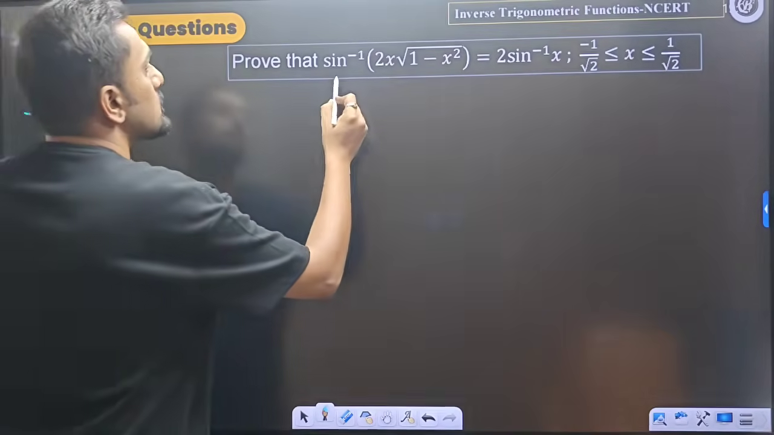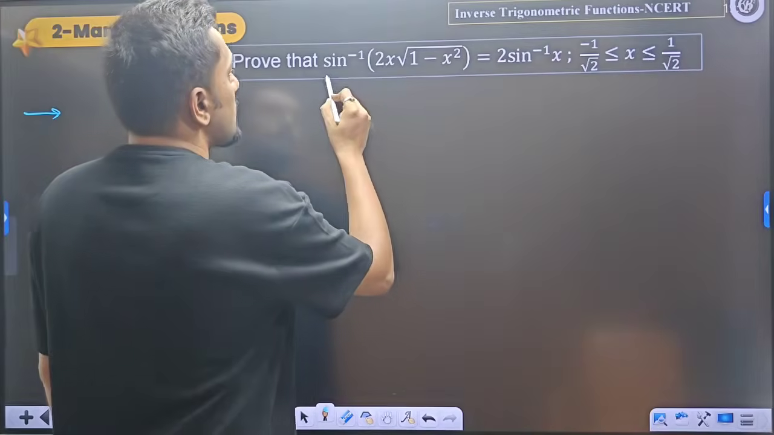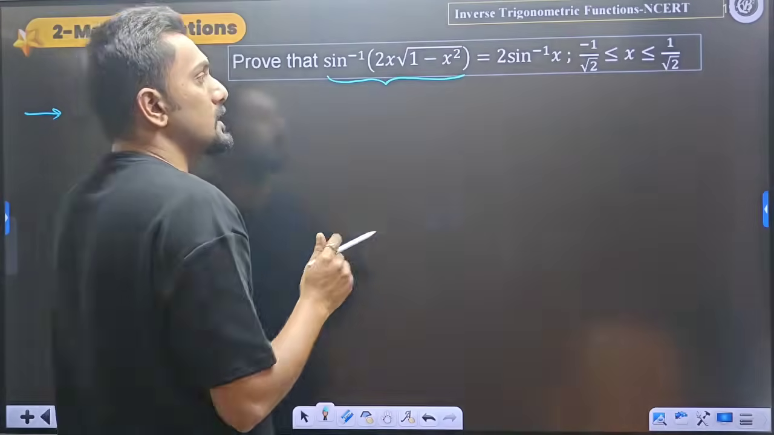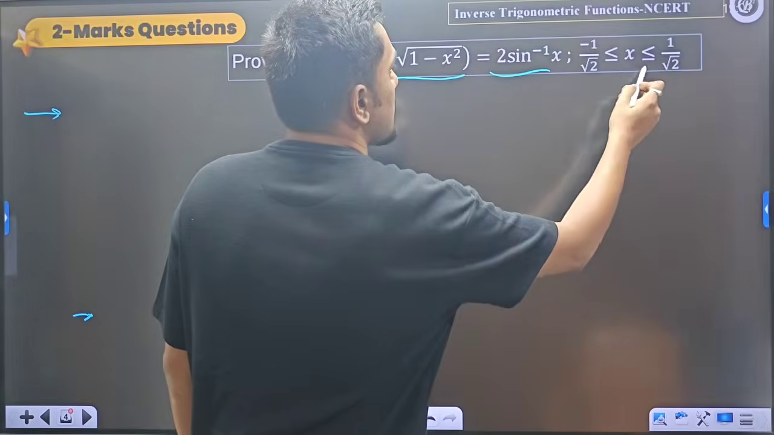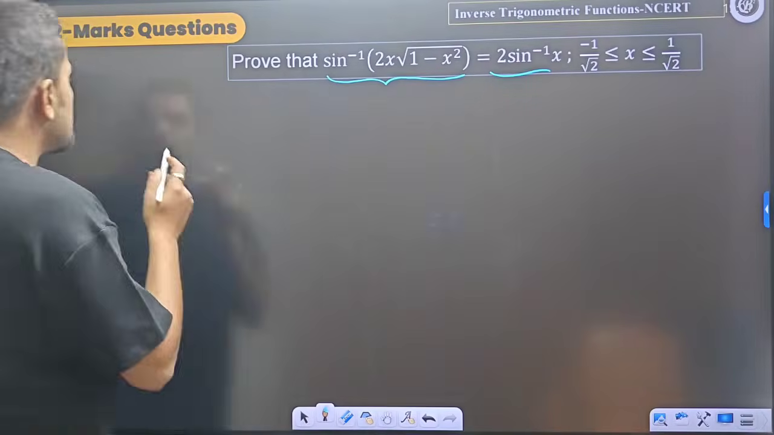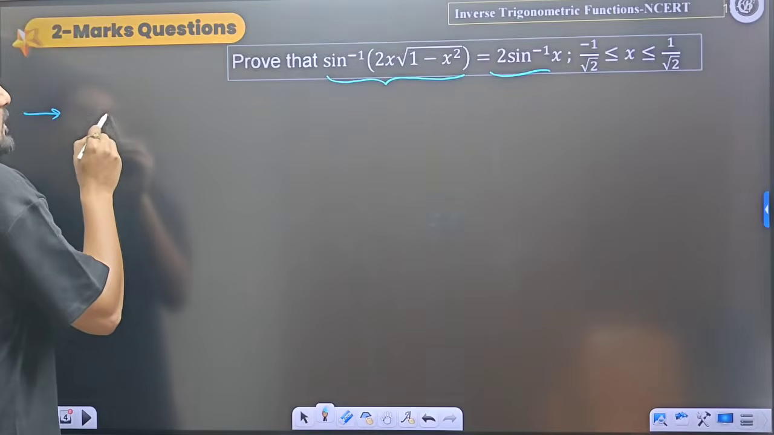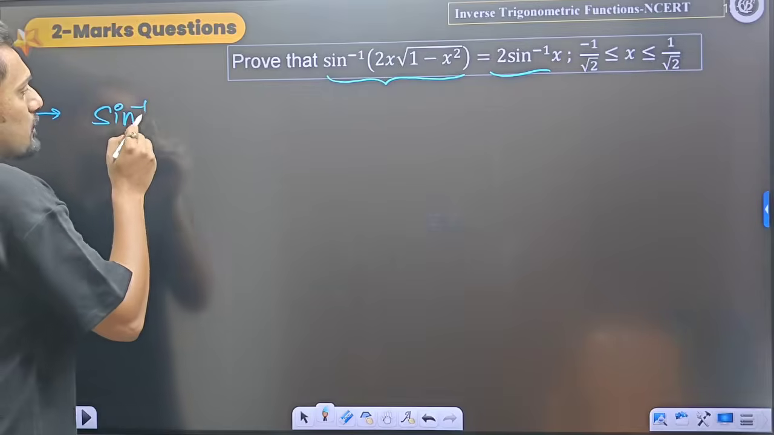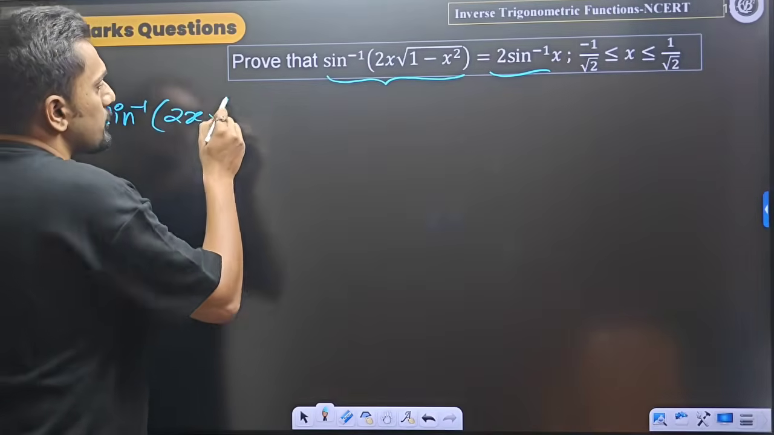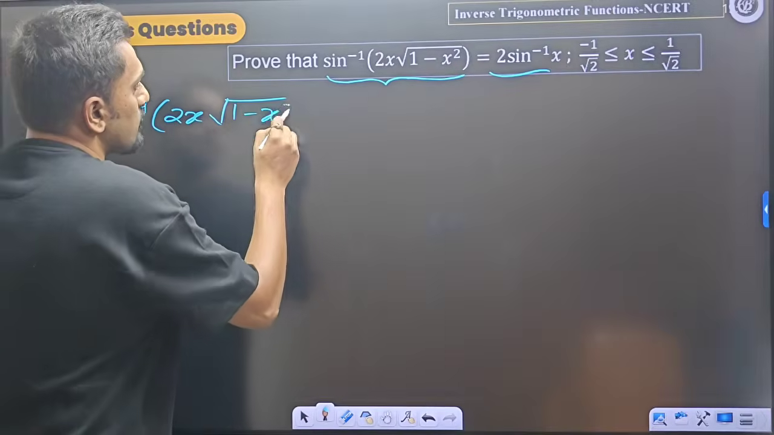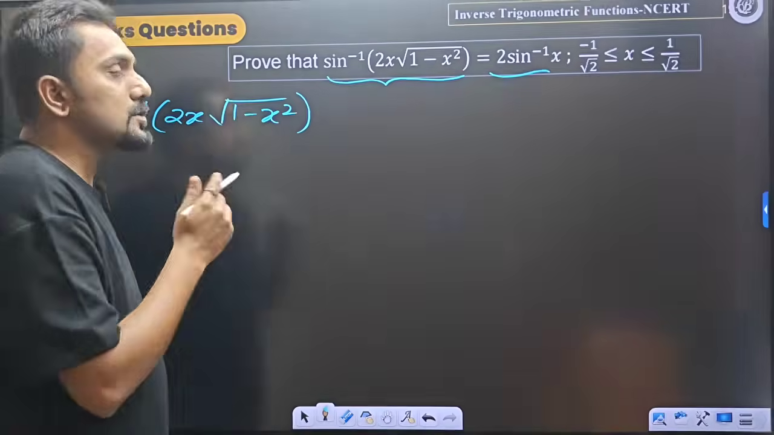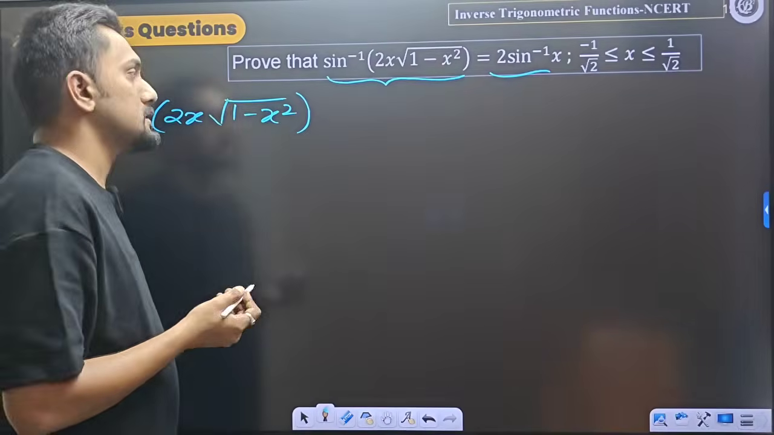We have to prove sin inverse of 2x times under the root of 1 minus x square is equal to 2 sin inverse x, where x lies between minus 1 by root 2 to 1 by root 2. See, in case of inverse trigonometric functions, we need to be strong enough in trigonometric functions. Then only we are able to solve the questions in inverse trigonometric functions.